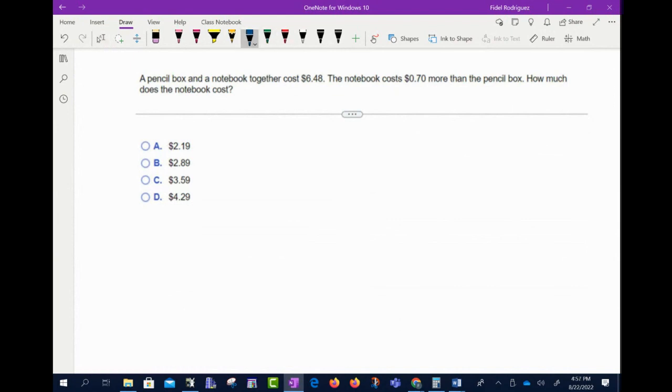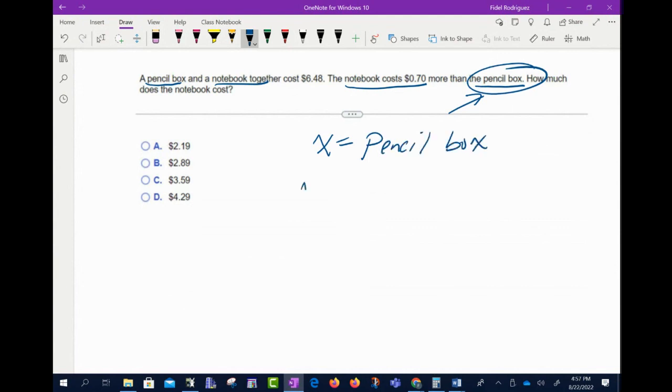So look, y'all, when we're doing these problems, we have a pencil box and we have a notebook, right? And we know how much they cost together. When they describe the cost of the notebook, they compare it to the pencil box. I don't know anything about the pencil box. The one that we don't know anything about is going to be our value. We'll call it X. Pencil box, right? Now, the notebook is 70 cents more than that. So whatever that is, add 70 cents, and that's how much the notebook is going to cost.